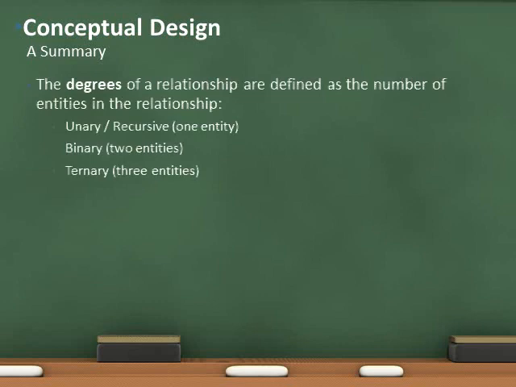Alan Berankit discussed the different degrees of a relationship. This can be seen in the entity relationship diagram and is defined as the number of entities in a relationship. There is unary or recursive, which is one entity. The relationship looks at the same entity. Binary refers to a relationship between two entities, such as customer and purchase order in the previous example, while ternary is a grouping of three entities in one relationship.